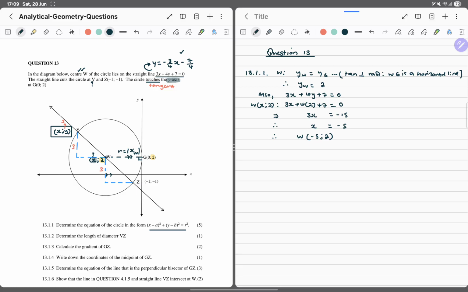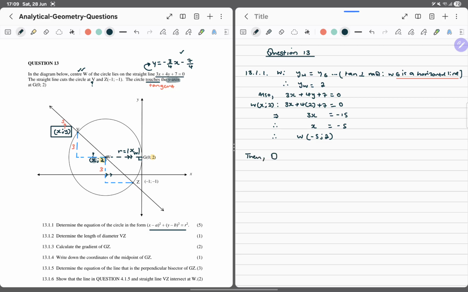Don't do things that are illegal in mathematics. Now we have this situation, right? And we have stated here that WG is a horizontal line. So this is very key in answering the question finally.